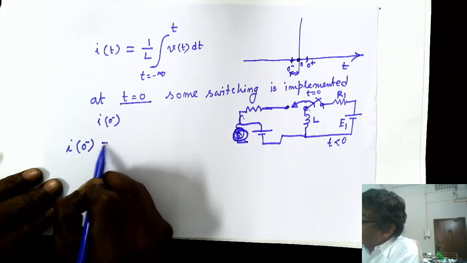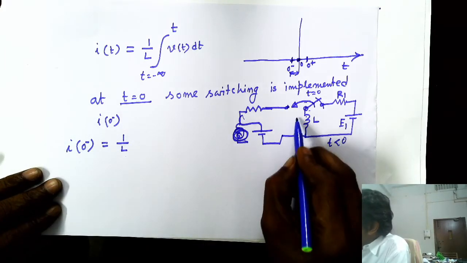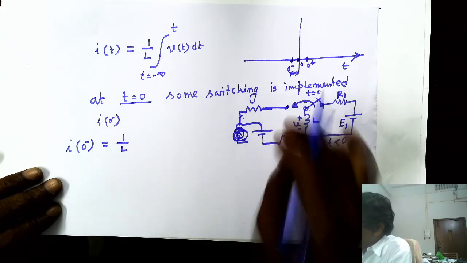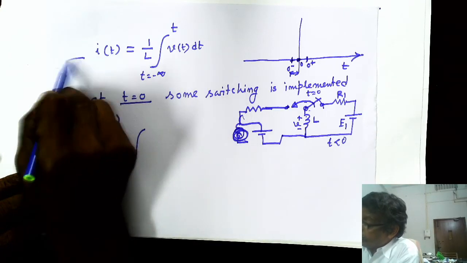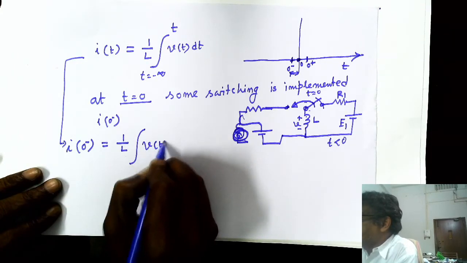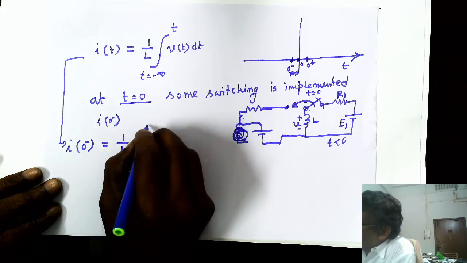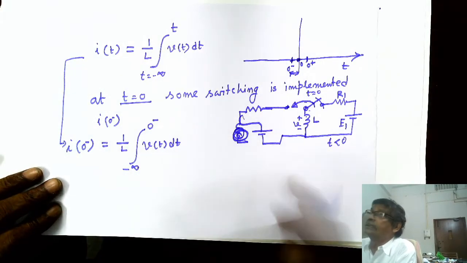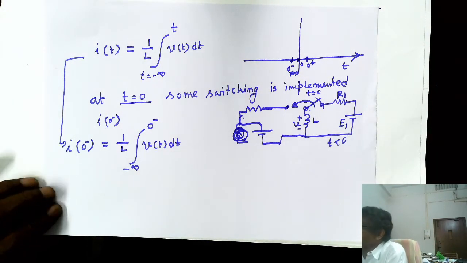should be equal to 1 by L, and mind you, the voltage across the inductor is this one, neither E1 nor E2. Voltage across the inductor is voltage across the inductor. So i(0 minus) because of this should be then integral of v(t) dt, and you have to integrate it from minus infinity to 0 minus. Whatever time you want to get the current, up to that the area under the volt-time curve will be like this, you know. That is the thing.